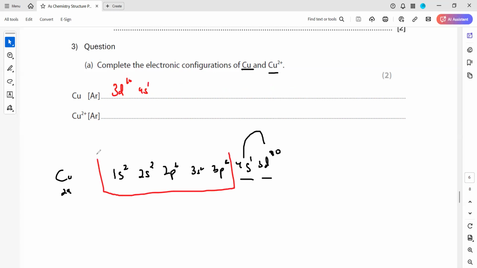Because everything till here is the configuration of argon, instead of writing all this, we can say this is argon. And then when it loses two electrons, they are always lost from the outermost shell. So first it will lose an electron from 4s and then it will lose an electron from 3d. So what is left will be 3d9. That's how we write the configuration.